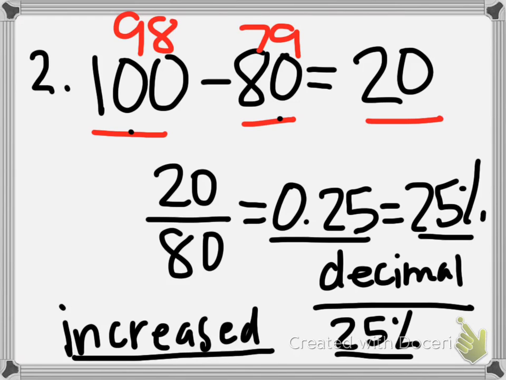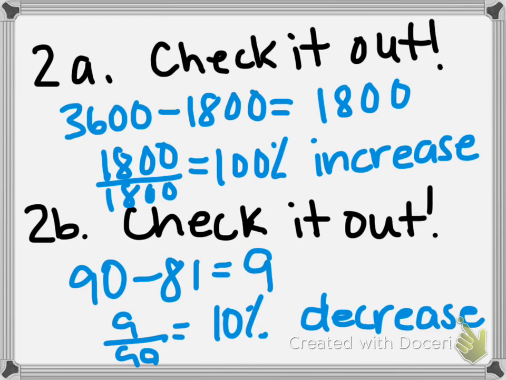I want you to stop the video and do check it out 2A and 2B. Okay, these are your answers for check it out 2A. You should have subtracted 3,600 minus 1,800 and gotten 1,800. When you do that over the original, 1,800 divided by 1,800 is 100% increase. Check it out 2B. We had 90 minus 81, which was 9. 9 over the original amount, which was 90, is a 10% decrease.